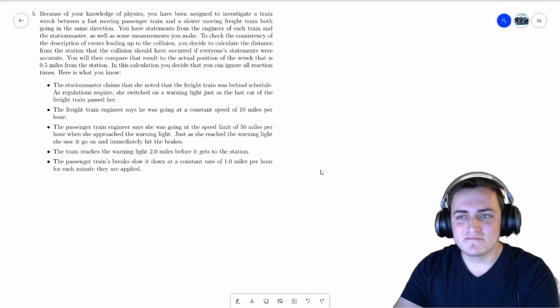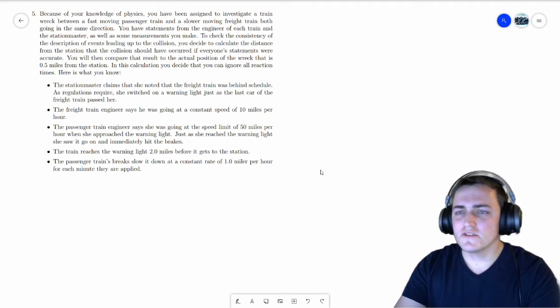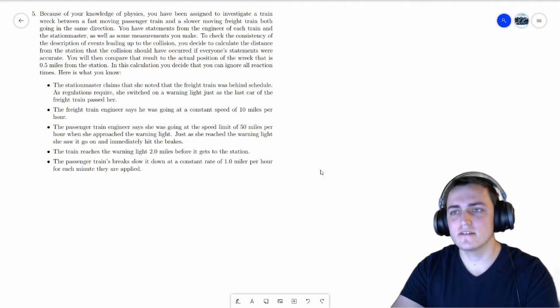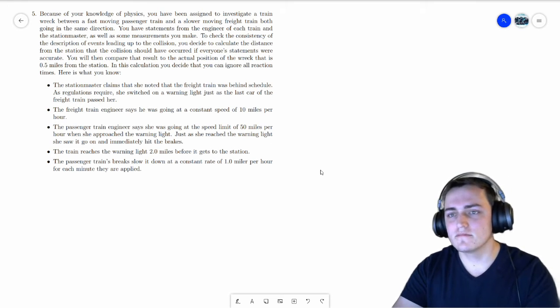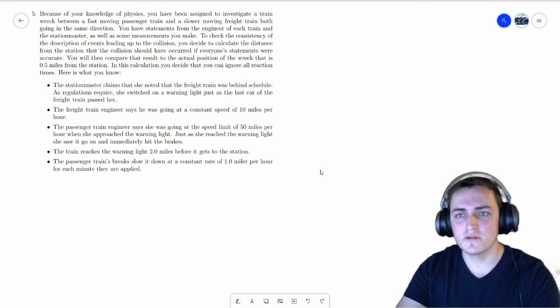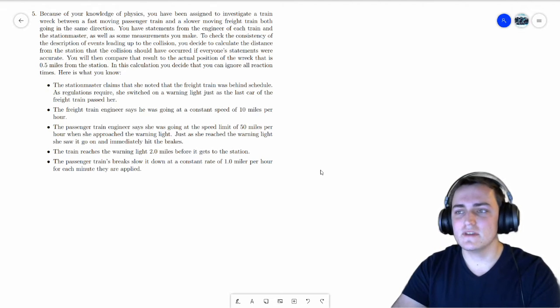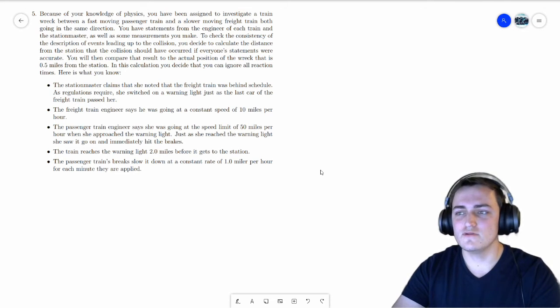So in this video, we are looking at problem 5. It says, because of your knowledge in physics, you have been asked to investigate a train wreck between a fast-moving passenger train and a slow freight train. Two different trains, two objects, and they're both going in the same direction. And you have statements from the engineer of each train and the station master, as well as some measurements you made. And so you have to check the consistency of the description of events leading up to the collision.